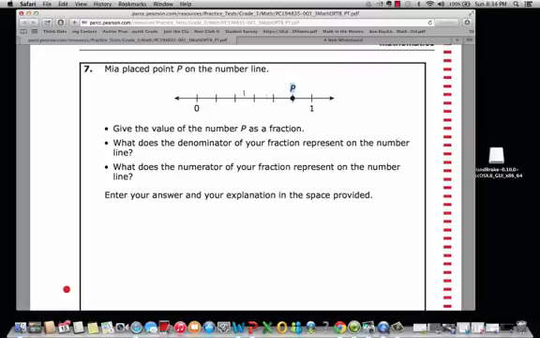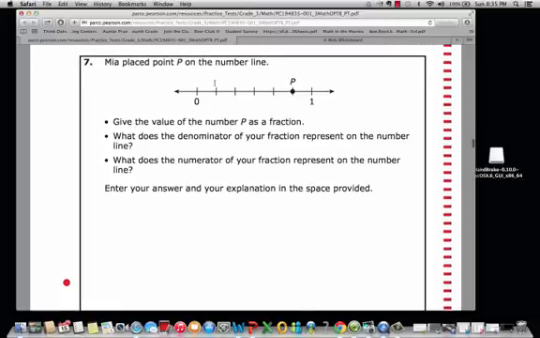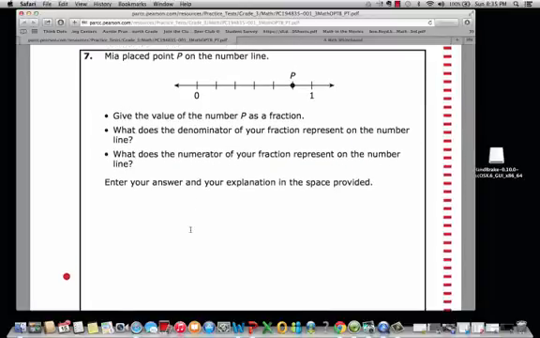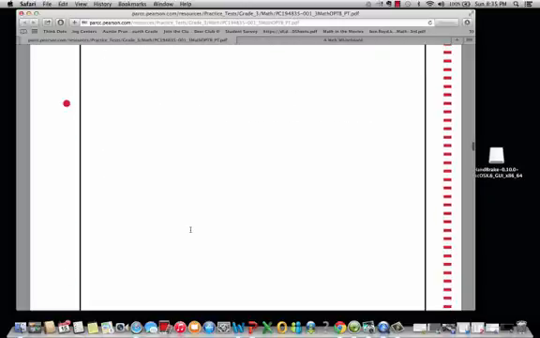So if P were down here at this mark instead, it would be 1/6. And the denominator would still represent the number of sections on the line. The numerator would still represent where P was. If you're stuck on this one, also watch the Khan video. It's one of those things that it might seem overwhelming, but once you do a couple more examples, it'll click pretty quickly.